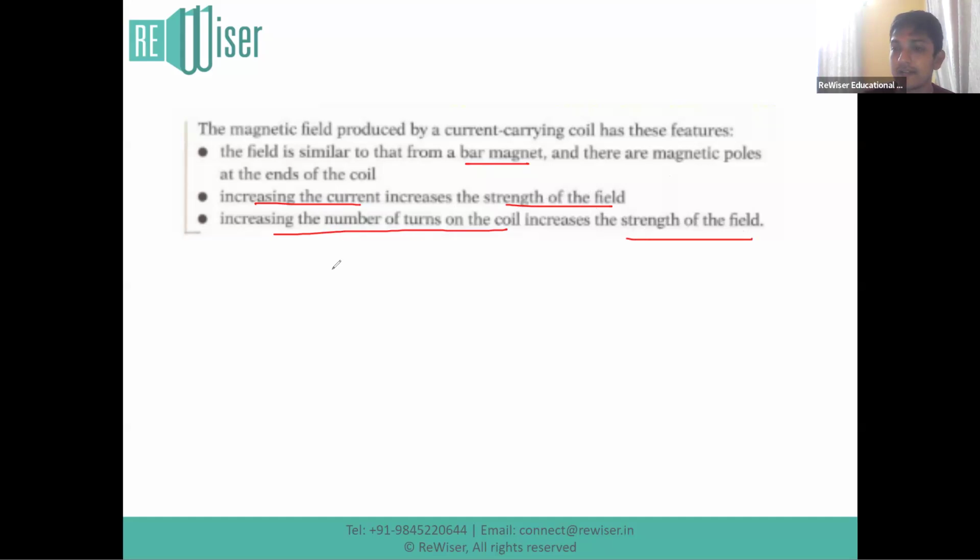Reversing the direction of current will reverse the poles of the magnetic field produced. That's it. I'll repeat again. Reversing the direction of current will just reverse the poles of the magnetic field that is produced. The north and south pole will just interchange positions.